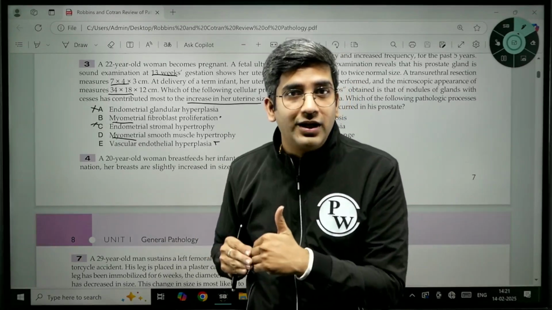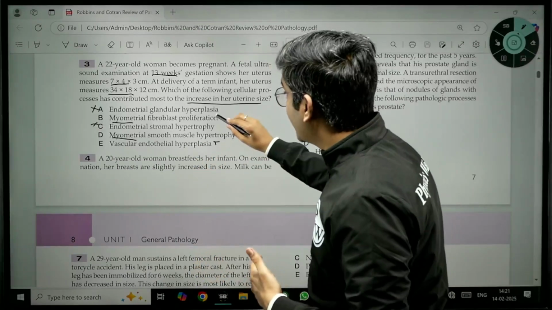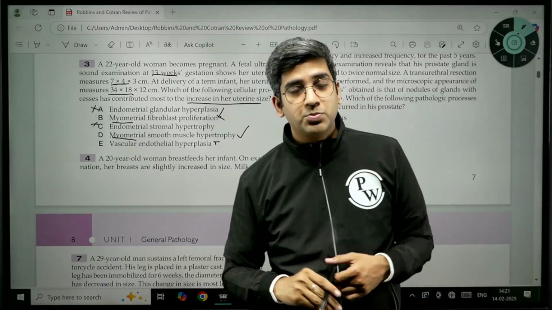Fibroblasts will produce more and more collagen. If it becomes fibrotic, it will not expand. It's like a scar tissue, right? So this is the wrong answer. The only plausible and right answer is smooth muscle hypertrophy, myometrial smooth muscle hypertrophy.